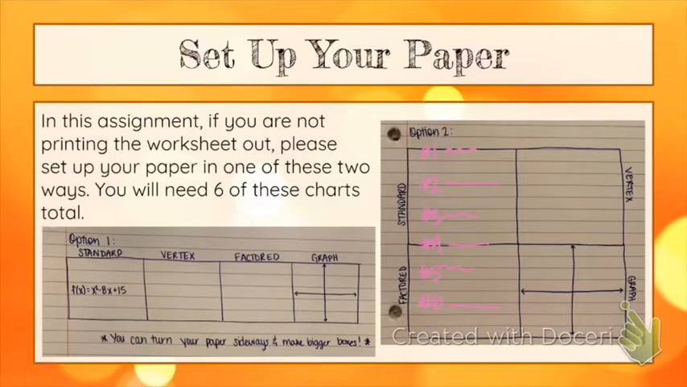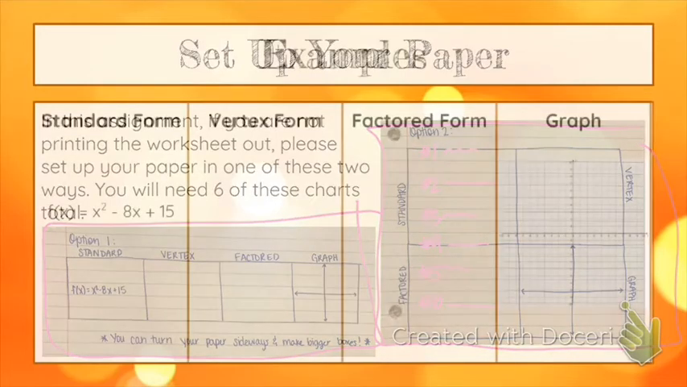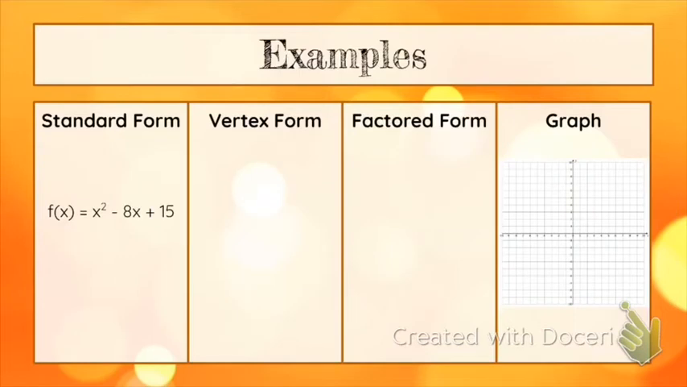Okay. So at the end of the day, you're going to turn in 6 completed charts that look like one or the other. And it would help you to look at the worksheet as you set this up to make sure that it makes sense and you understand what we're doing. Okay, so this example would go in the first of your 6 charts or rows or boxes or whatever you want to call it.